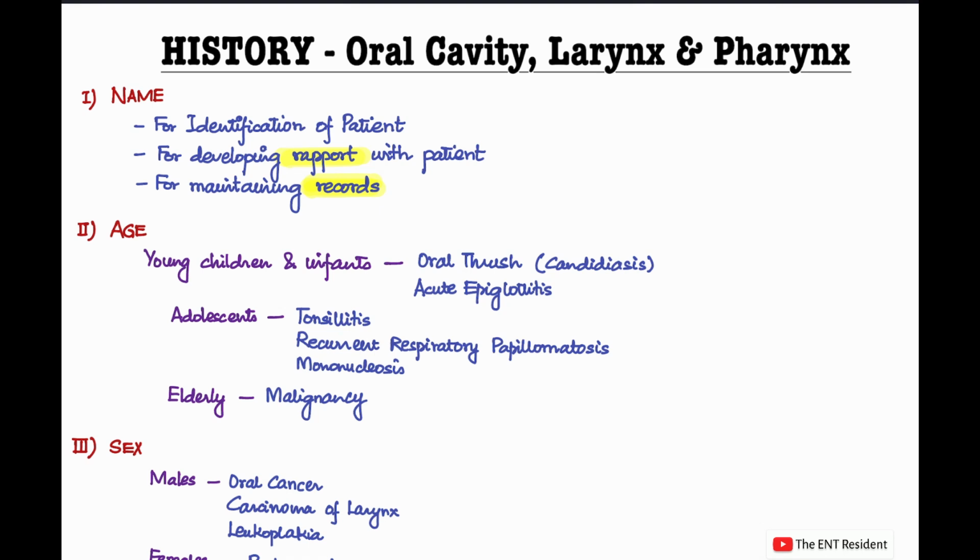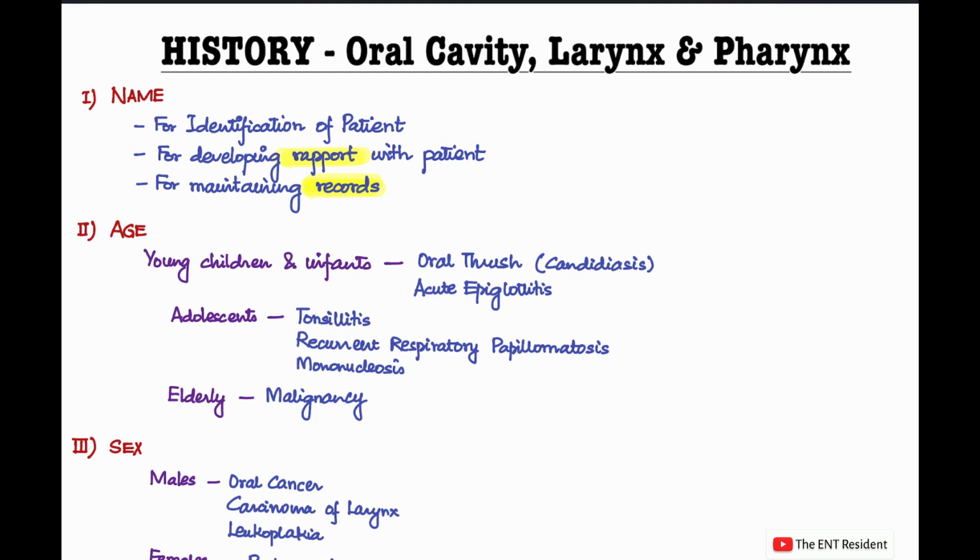Next, moving on to age. How does age play an important role in finding out what the diagnosis of the case might be? There are certain cases which happen in young children and adolescents, certain cases which happen in adults, and certain cases which happen in the elderly. I've just given a few examples for you to have an idea of it.